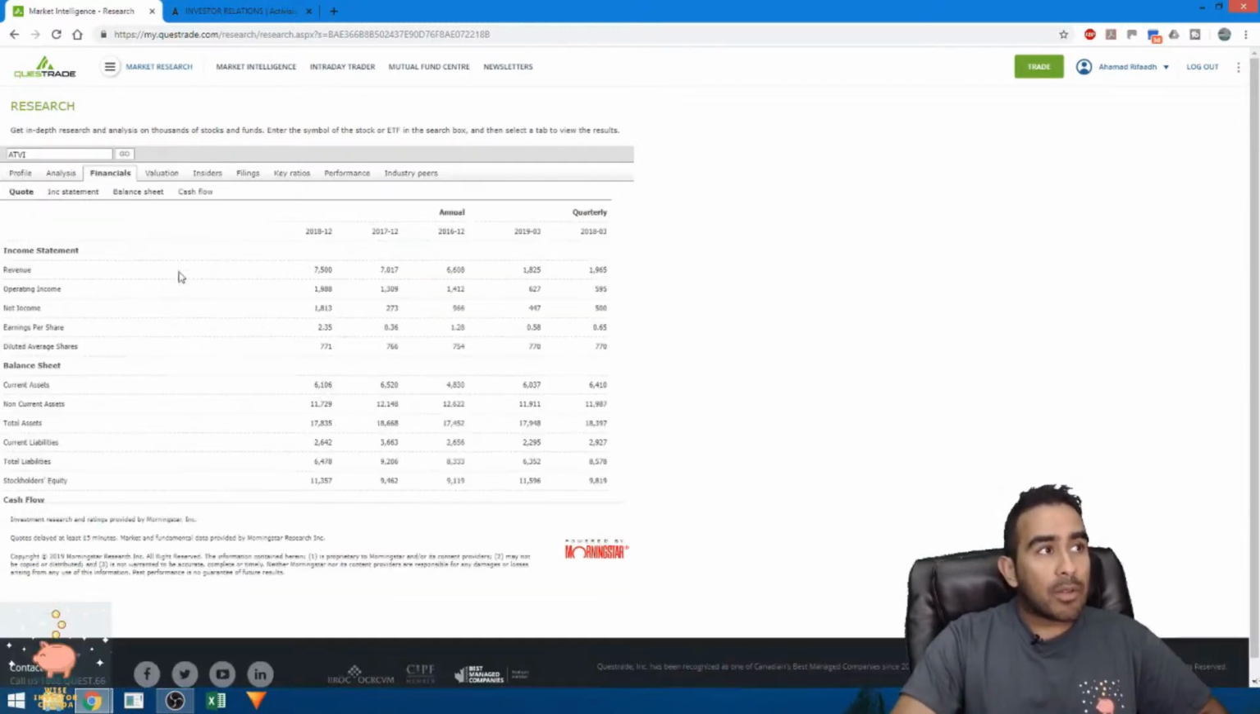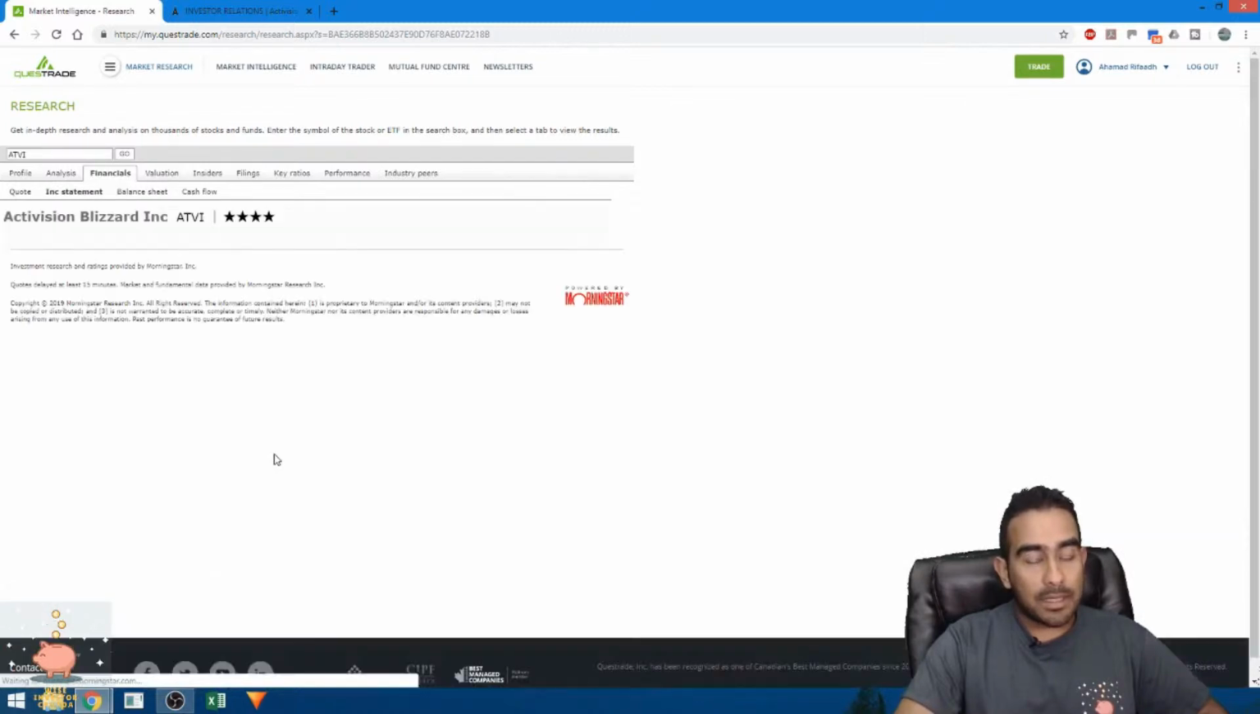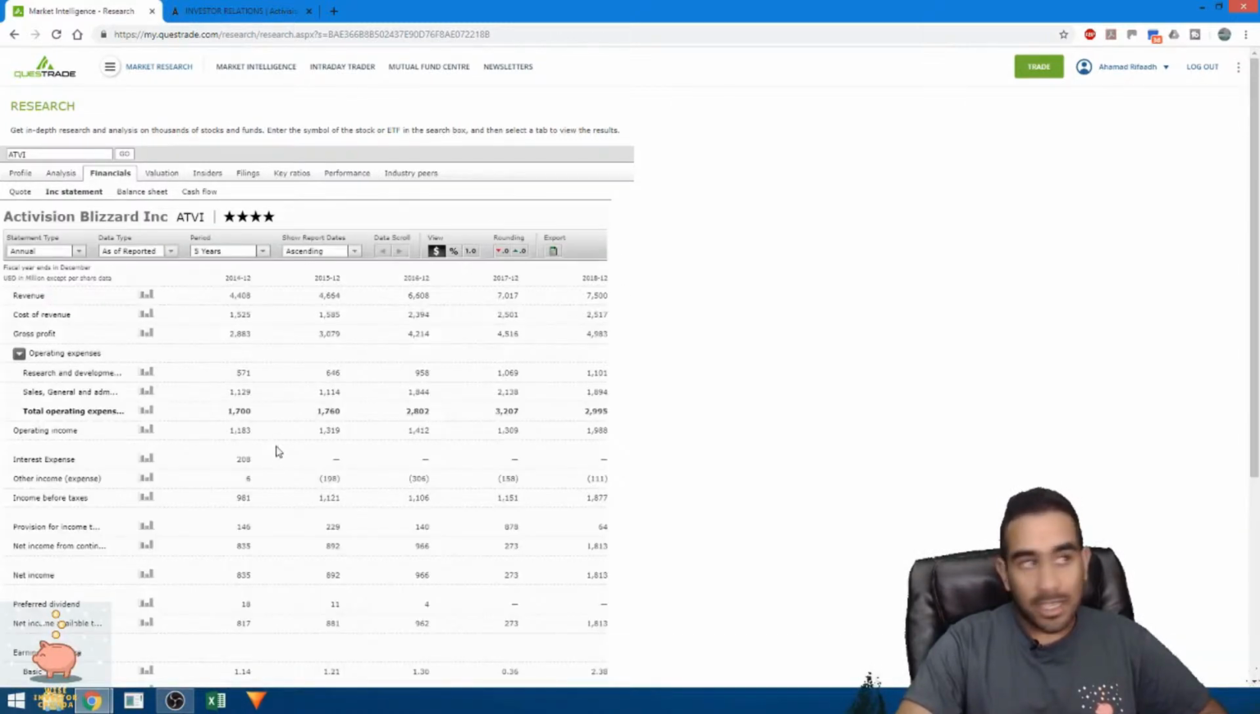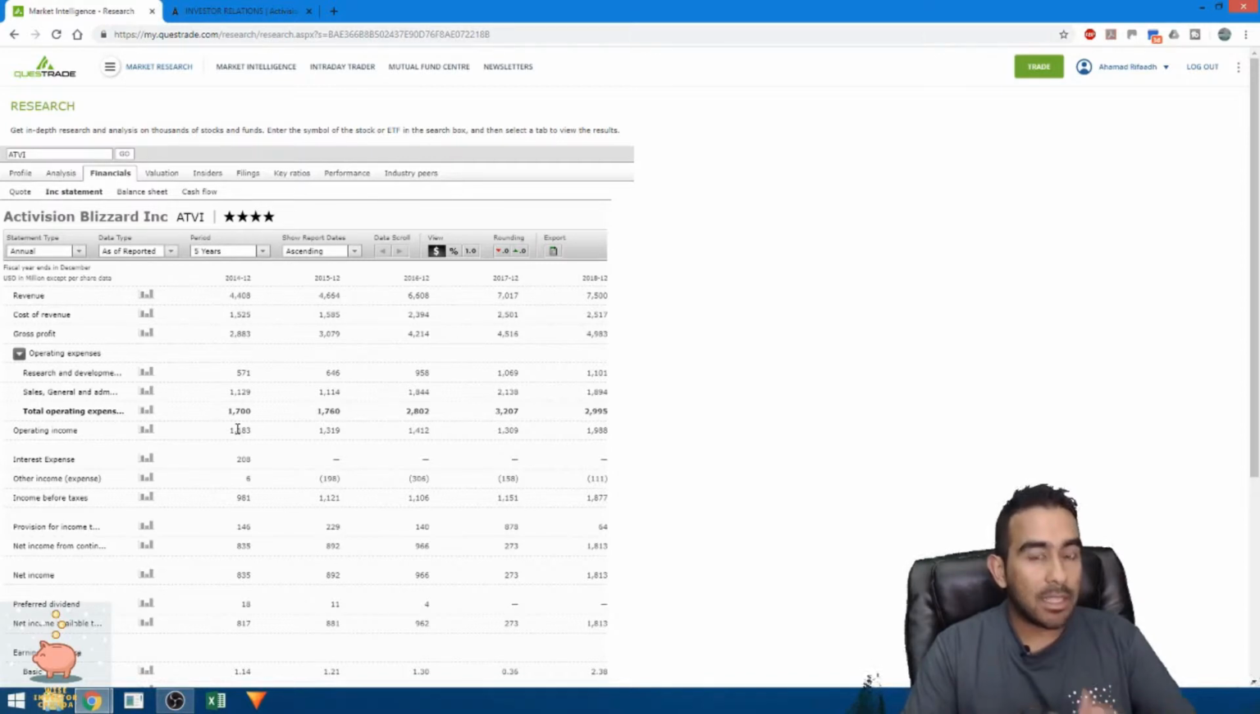Then another key thing I always do is look at the financials, to see how the company is doing financially, right? The PEs are the first thing that tells me, hey, it's low, but is it really worth investing? Because sometimes a company is really going bad, right?